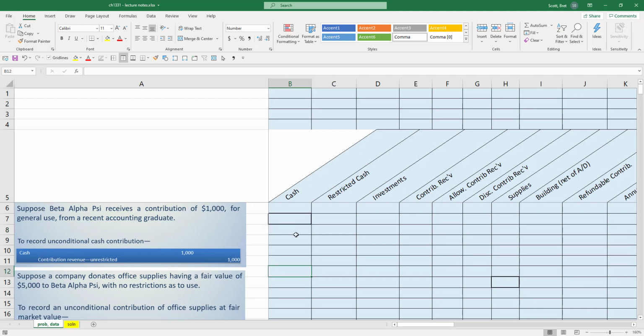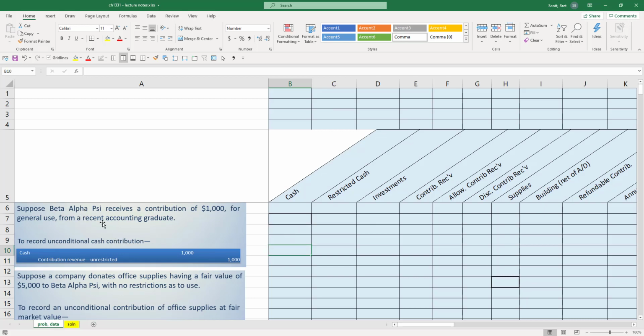So Beta Alpha Psi, just keep in mind, is an accounting fraternity. It's meant to help bolster your resume, get you involved, and give you some insight into what the profession of accounting is all about and what it involves. So Beta Alpha Psi is a not-for-profit corporation. It operates and has multiple chapters in various colleges and organizations.